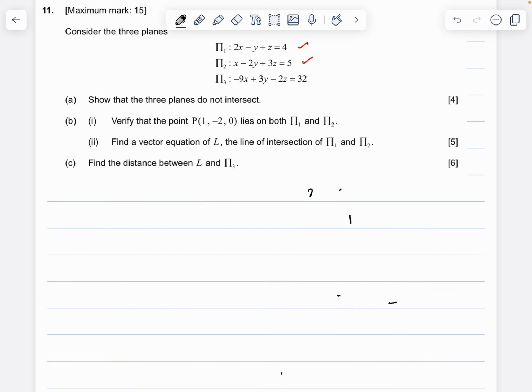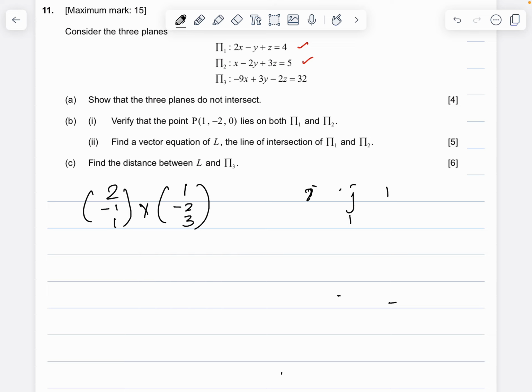So for this, what am I going to do? I am going to find a normal vector for pi 1 and pi 2. The normal vector for pi 1 is 2, minus 1, 1, and another normal vector for pi 2 is 1, negative 2 and 3. I find the cross product.